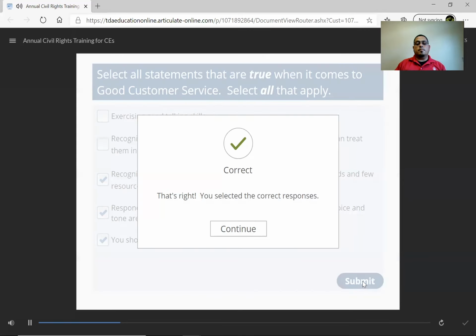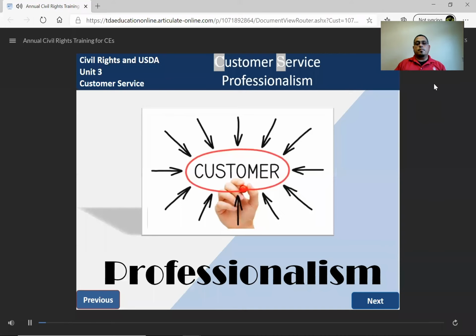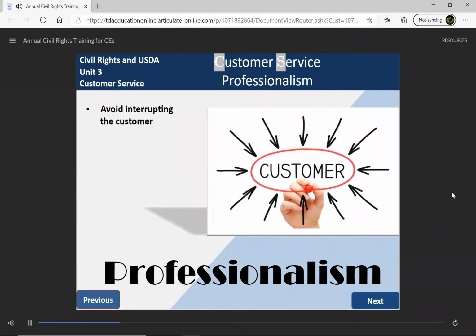Submit. That's right. You selected the correct responses. Let's continue. As a professional, you must respond in a professional manner regardless of the customer's behavior. No matter what happens, try these techniques to enhance your customer service. Avoid interrupting the customer. Be patient and give the customer the opportunity to explain the issue. Be understanding. Of all the communication situations you encounter, angry customers require the most empathy.